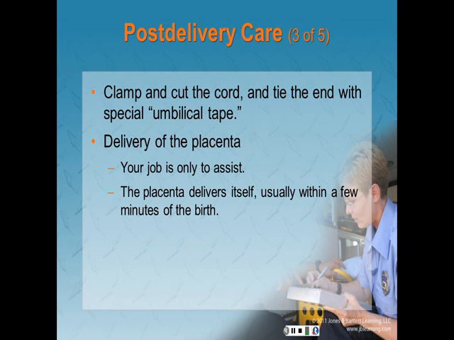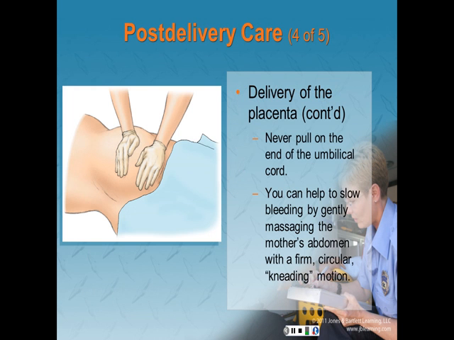Delivery of the placenta. The placenta is attached at the end of the umbilical cord that is coming out of the mother's vagina. Again, your job is only to assist. The placenta delivers itself, usually within a few minutes of the birth, although it may take as long as 30 minutes. Never pull on the end of the umbilical cord.